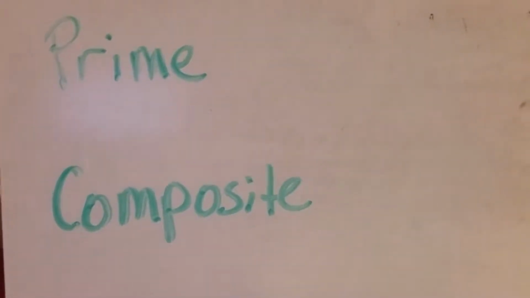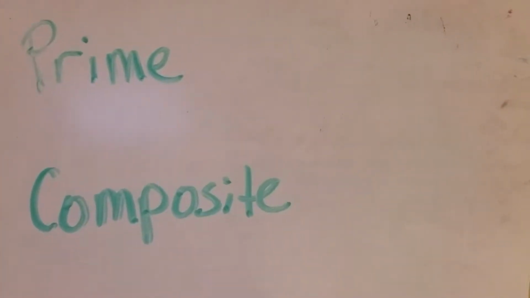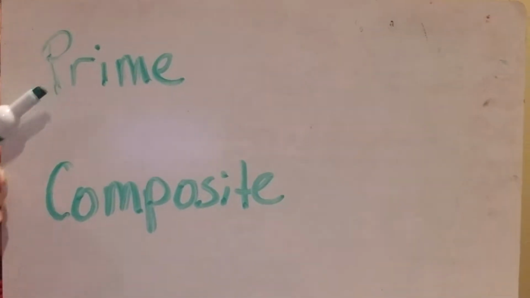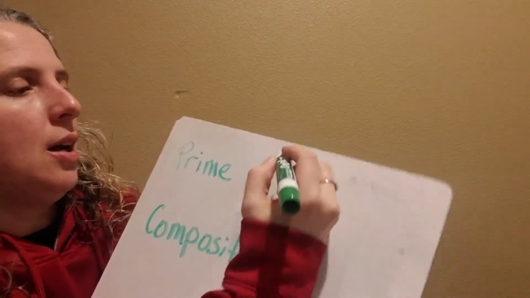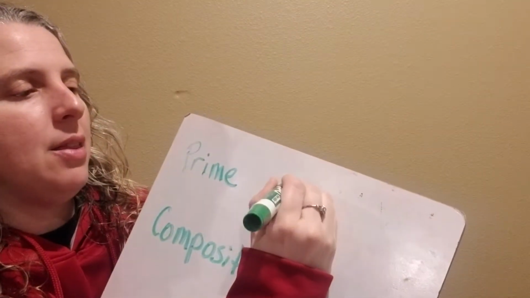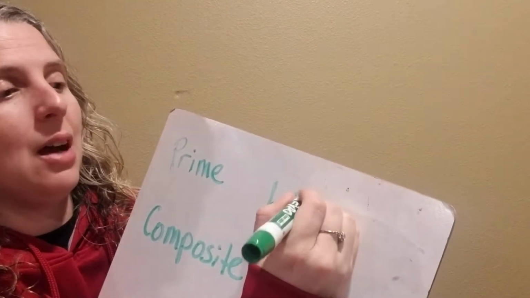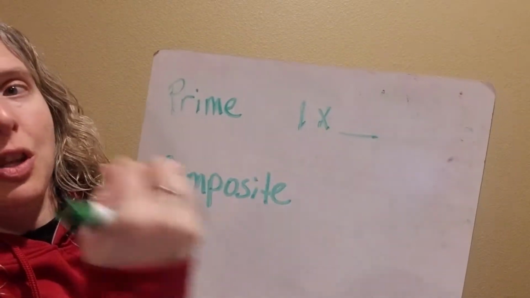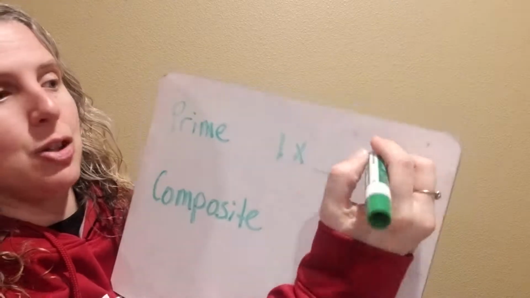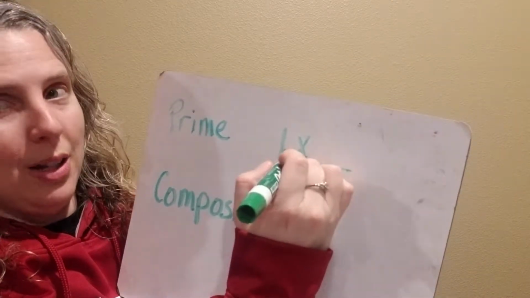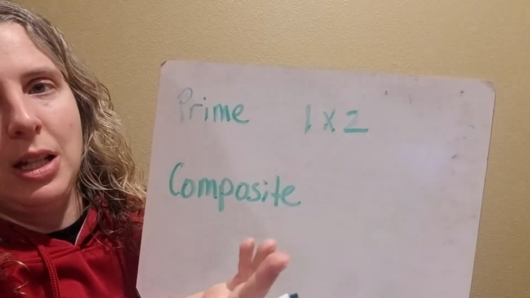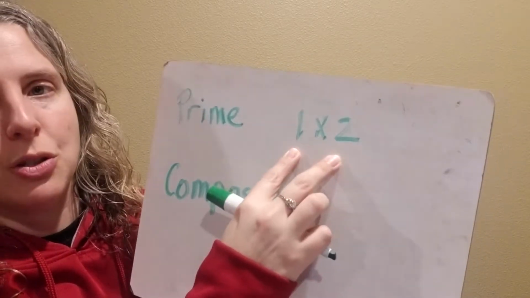We're going to very quickly review prime and composite numbers. Prime numbers are numbers that only have two factors. They can only be divided by the number 1 and themselves evenly. Okay, so the number 2, the factors of 2 are 1 and 2. 1 times 2 equals 2. 2 times 1 equals 2. It only has two factors.